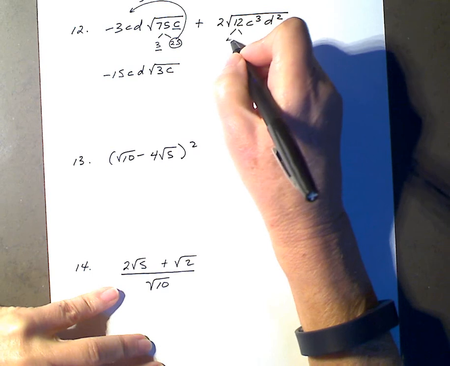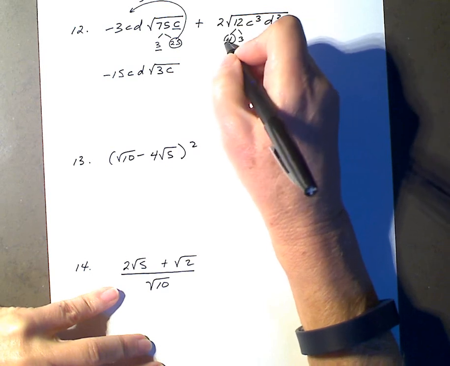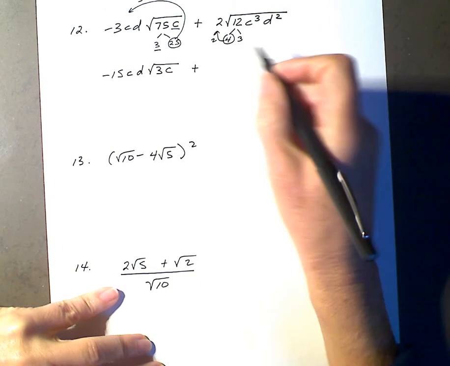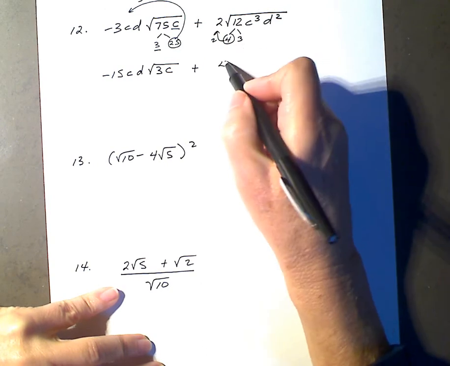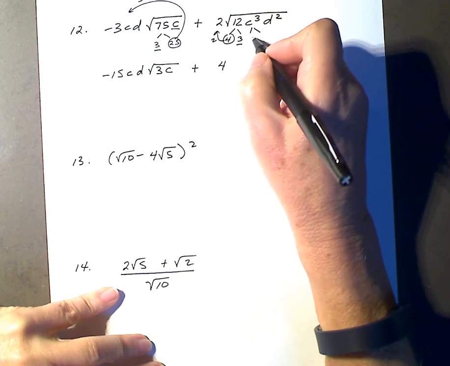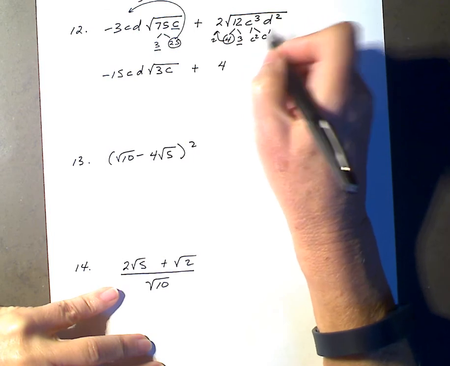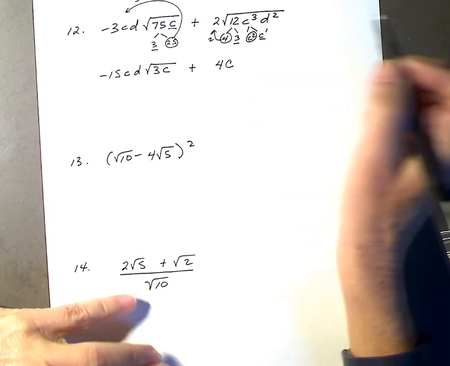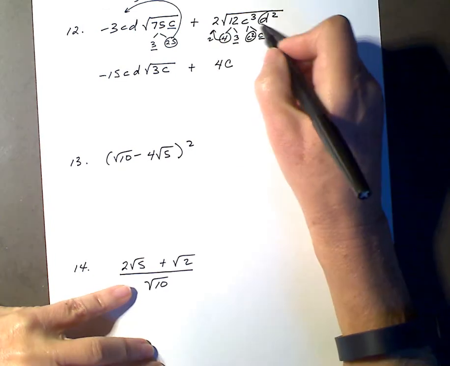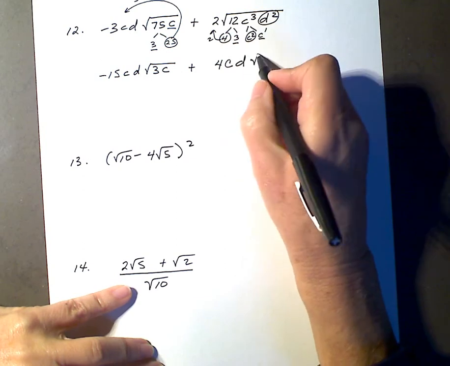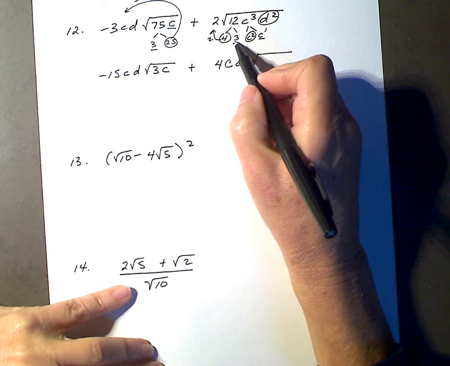4 times 3. So a 2 comes out and multiplies by the 2 in front. So I'll have a 4. The 3 will stay in. That c to the third breaks down to c squared times c to the first. So a c will come out and a c to the first will stay in. And the d squared will bring a d out. So what's left in is a 3c.